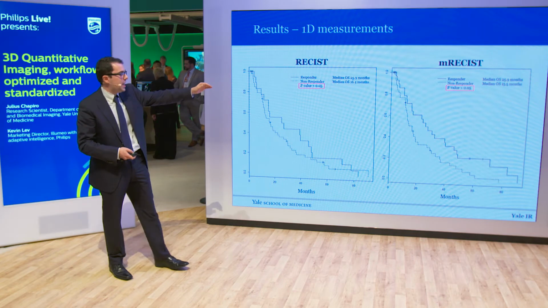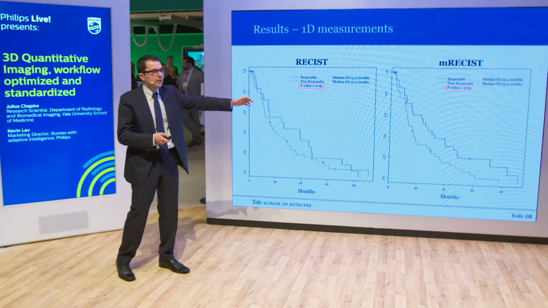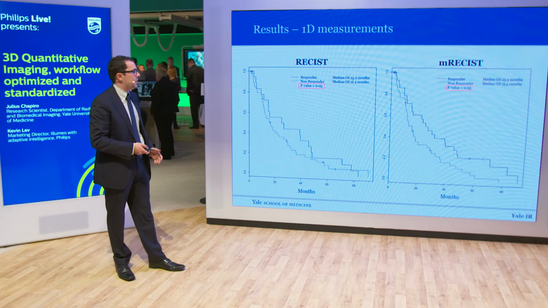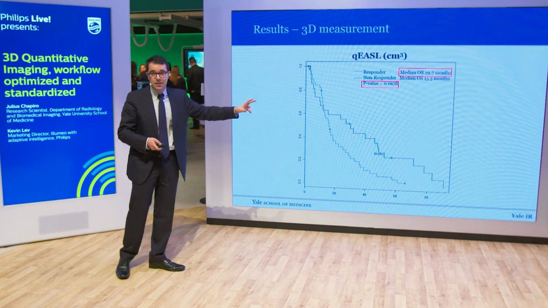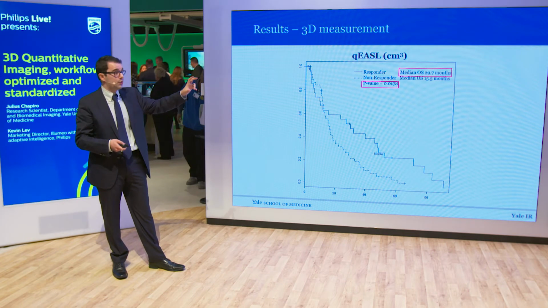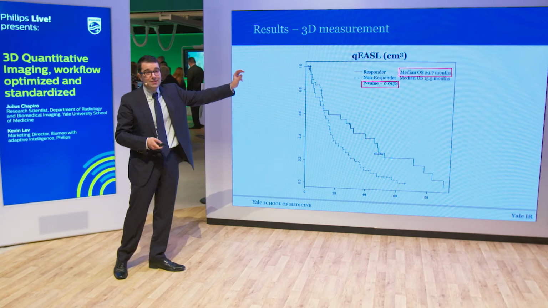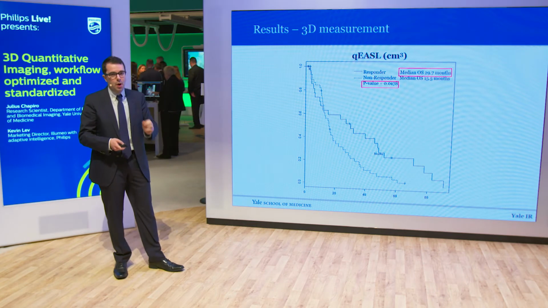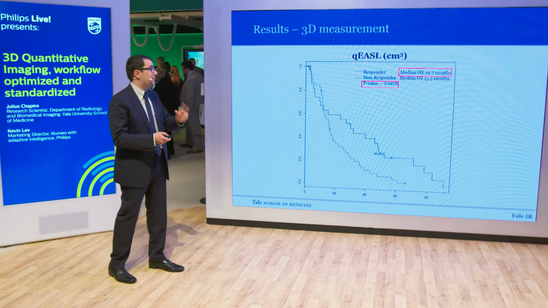M-RECIST, modified RECIST, is somewhat better. There is a separation of the curves, and you can see that the measurement of enhancement, even if done manually, still is better than the measurement of the whole anatomic size, but still not ideal. Now, if you use QEASL, not only do you have a significant separation of the survival when you measure your responders versus non-responders, you also have a very substantial separation of the expected time to progression and time to death. That means someone who is a responder according to QEASL really lives longer, and someone who is not can be identified early and treated very, very fast after that.